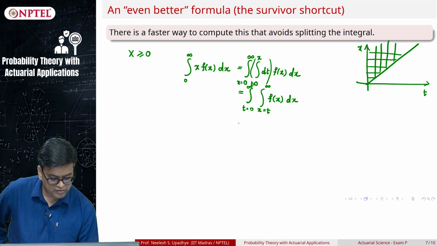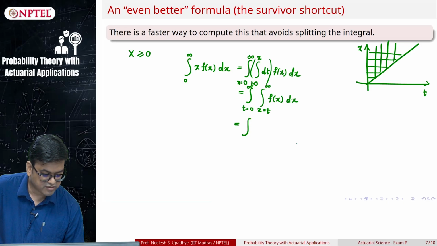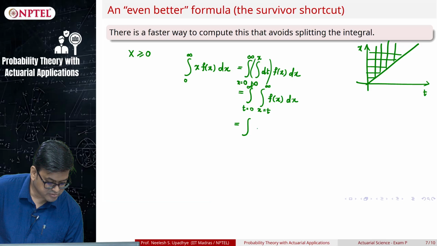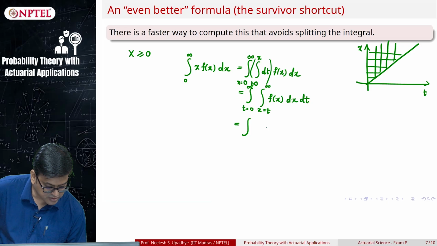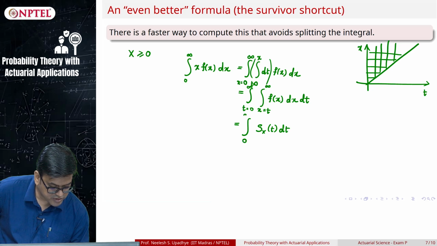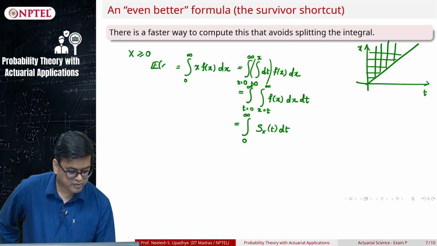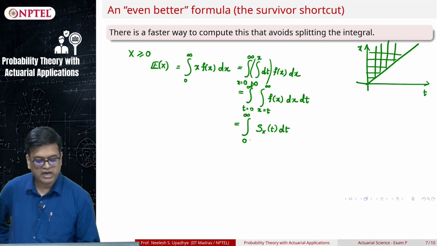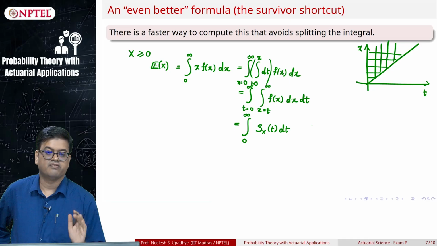And when I look at this formulation, what is this? This is actually your survival function. So this becomes the survival function with respect to t, Sx(t) dt, an integral from 0 to infinity. That means if I am talking about the expected value of x for a non-negative random variable, I can talk about it entirely in terms of the survival function.